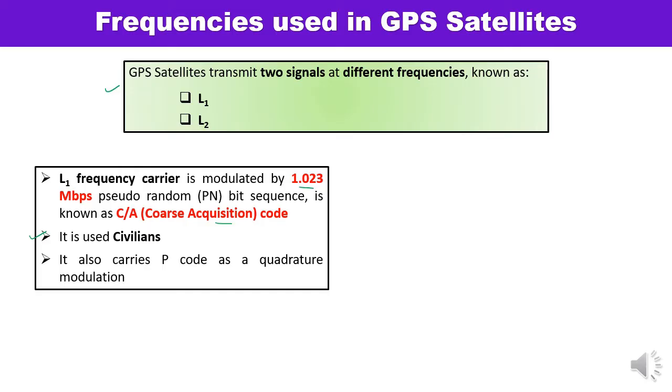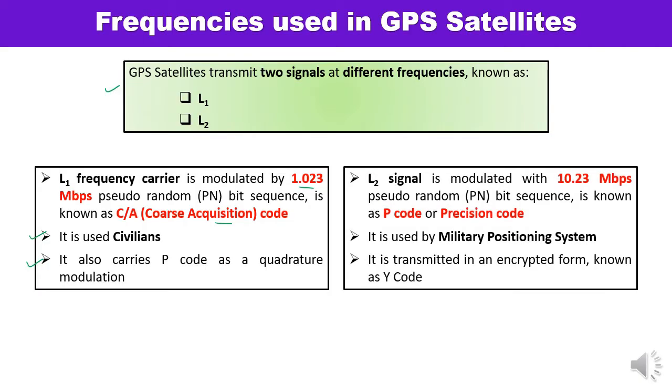This particular frequency is available for public use, and it also carries P code quadrature modulation. But here you must be curious, what is this P code? The P code is a precision code. Let us talk about it.